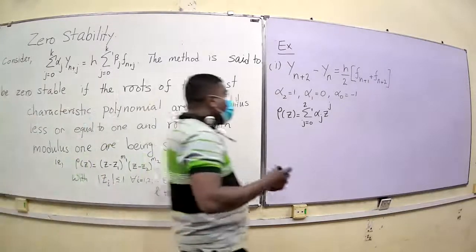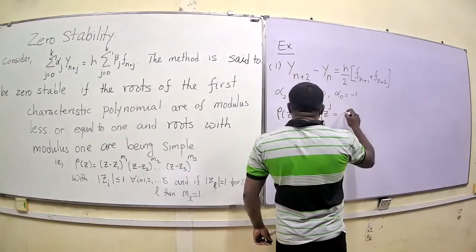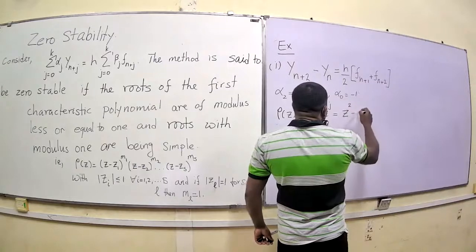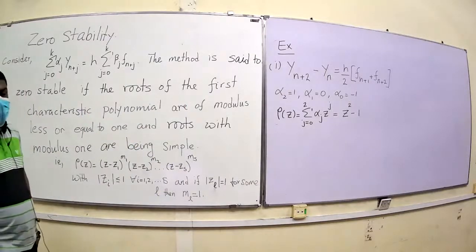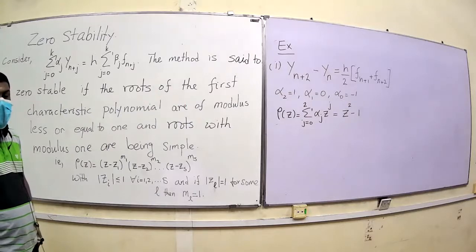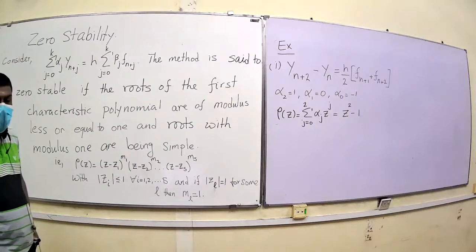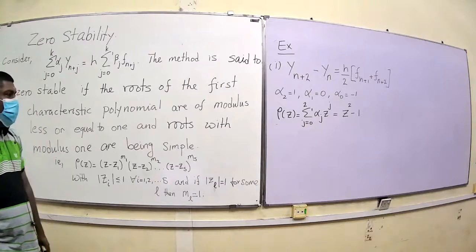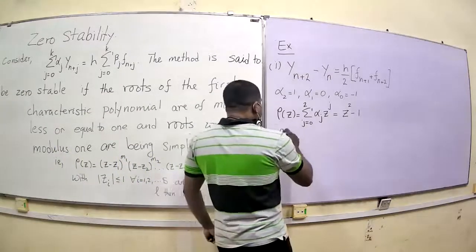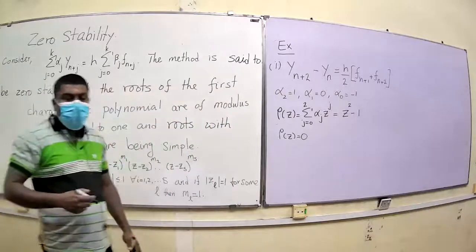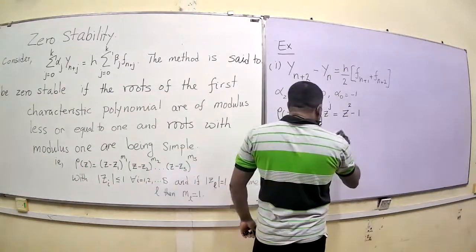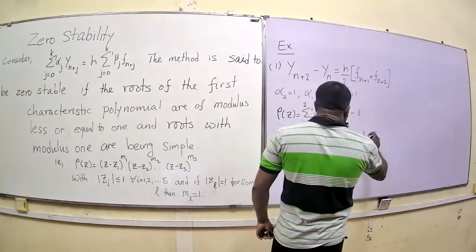So when you put in the alphas, this is alpha 2 z squared plus alpha 1 z plus alpha naught. Alpha 2 is 1, so z squared, plus alpha 1 which is 0, plus alpha naught, that is minus 1. So that is z squared minus 1. Next, you find the roots of it. Rho equal to 0 gives you z equal to minus 1 and plus 1.